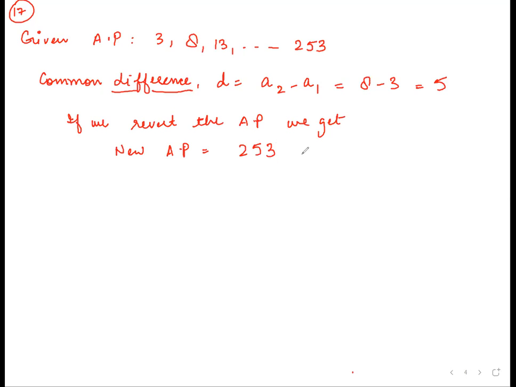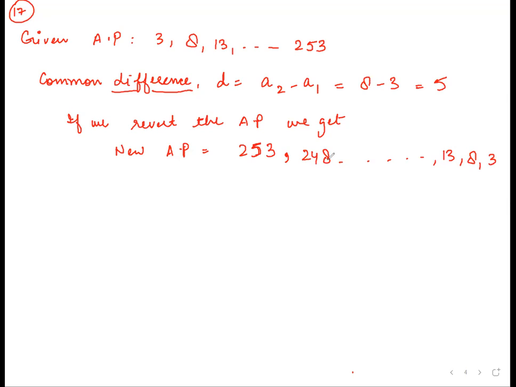So what will be the next term here? Can you tell me what will be the next term? And actually in the last, I will be having this 13, 8 and 3. So my first term will become my last term. Clear, Hamna? Yes, Rida, is this clear? 248. Yes, very good. 248.